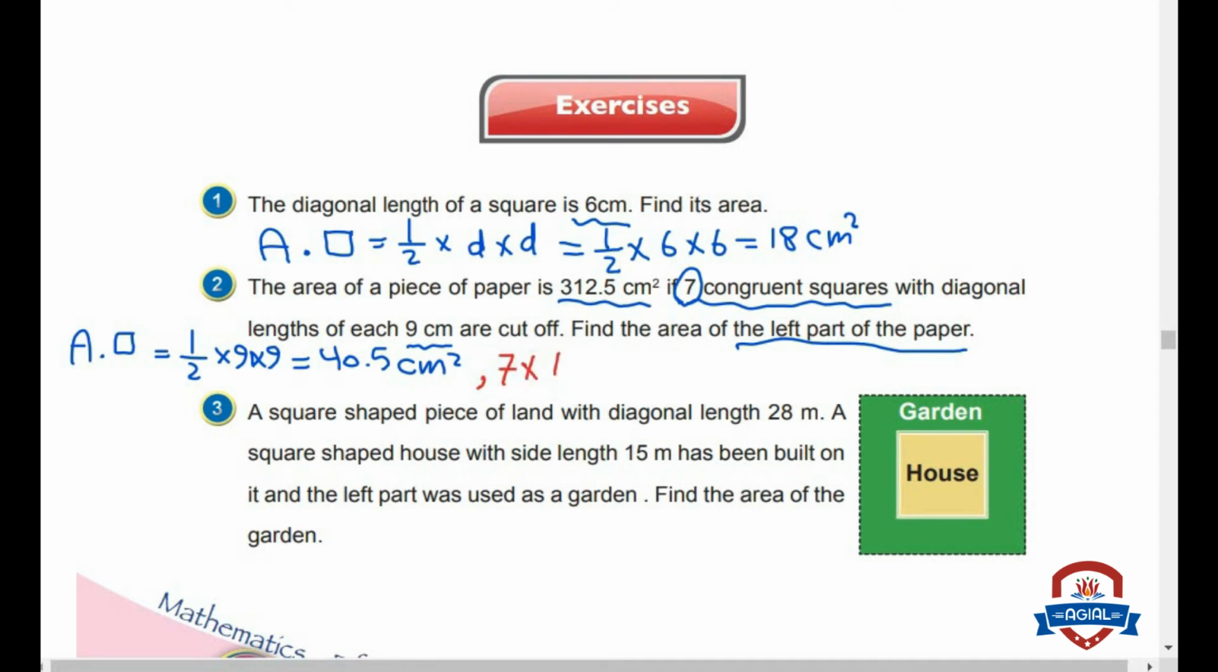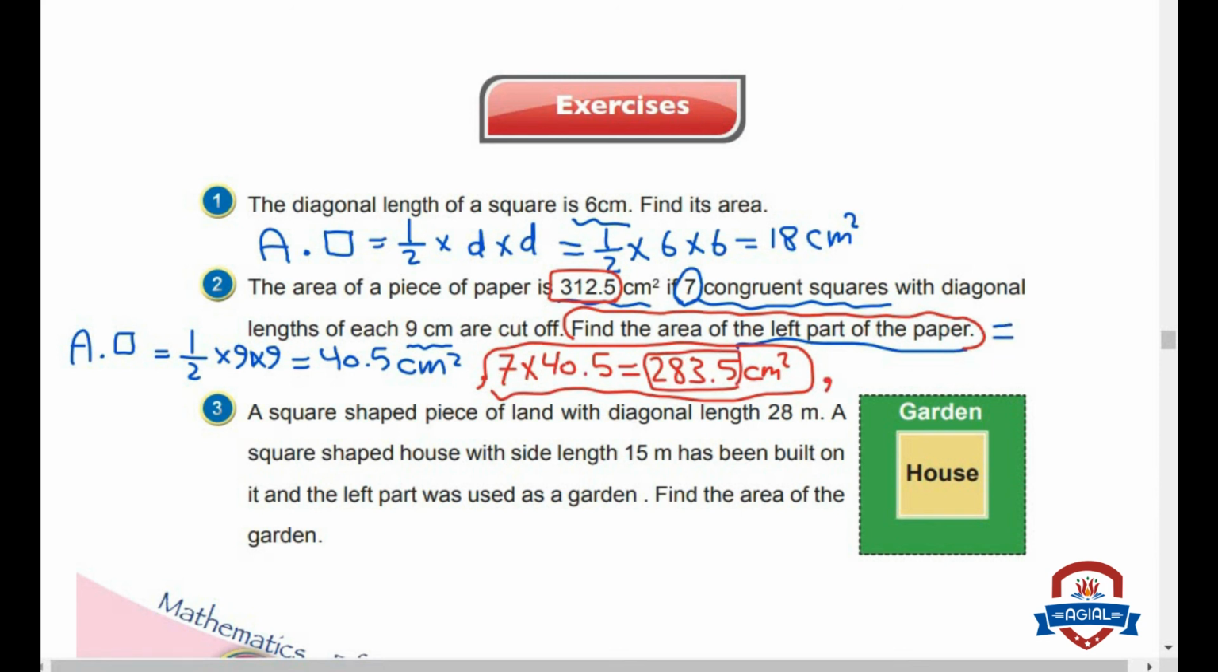7 times 40.5 equals 283.5 square centimeters. So the area of all squares equals 283.5 square centimeters. And if we need to find the area of the left part of the paper, we have to find the difference between these two areas. We have 312.5 minus 283.5. So the area of the left part of the paper equals 29 square centimeters.